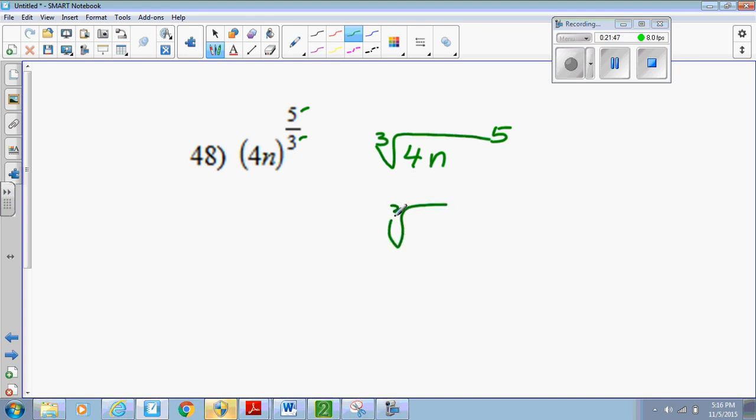If you did it inside, you have to be careful, because if you just did this, that would mean only n's to the 5th. We'd have to do that with the parentheses. But either way, that's fine.